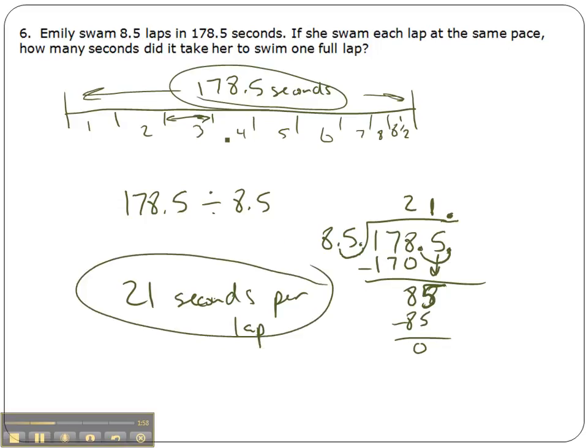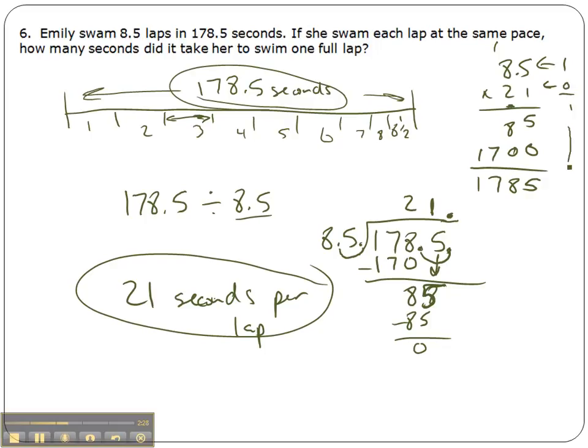How could we check that? We could multiply 21 seconds times 8.5 laps. 5 times 1 is 5, 8 times 1 is 8. Now we're in the tens place. We're ignoring the decimal, so I start with a 0. 5 times 2 is 10, carry the 1. 8 times 2 is 16, plus 1 is 17. Adding, we get 1785. 1 decimal place here, no decimal places here, so 1 decimal place in our answer: 178.5, which is what we started with, so we know we did it right.